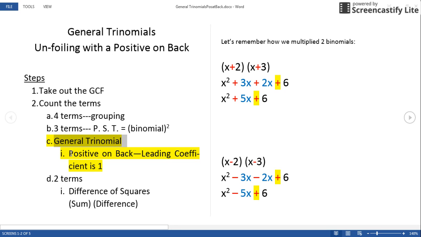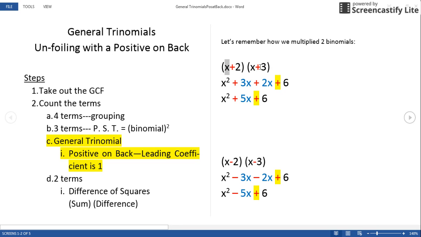In particular, we're going to think about general trinomials that have a positive at the back with a leading coefficient of 1. To help us get going, it'll be useful to remember what happened when we multiplied two binomials together, like x plus 2 times x plus 3. Notice that the binomials I've chosen both have the same sign in the middle. They are both positives. When we multiply these, x times x, the first ones, give us x squared.